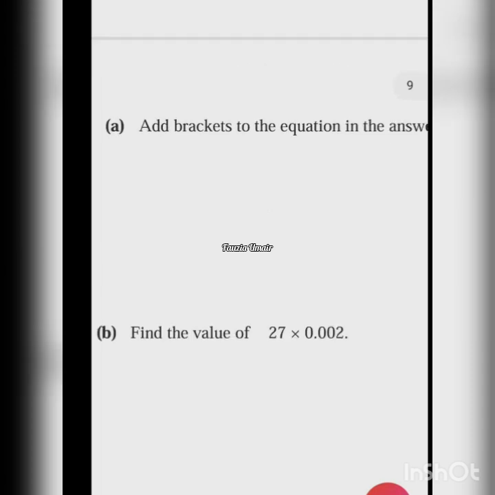So this is again find the value. A whole number is multiplied with 3 decimal places, so the answer should have 3 decimal places. Just multiply 27 by 2. 0.054.